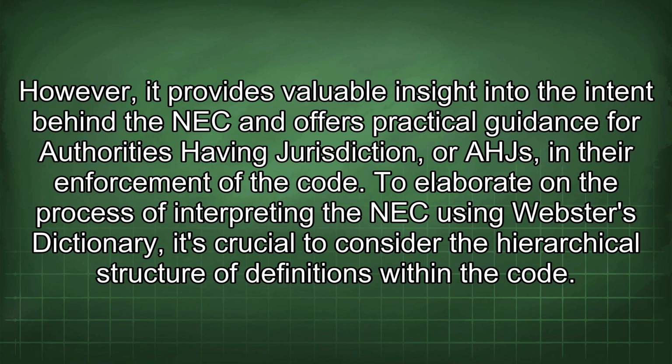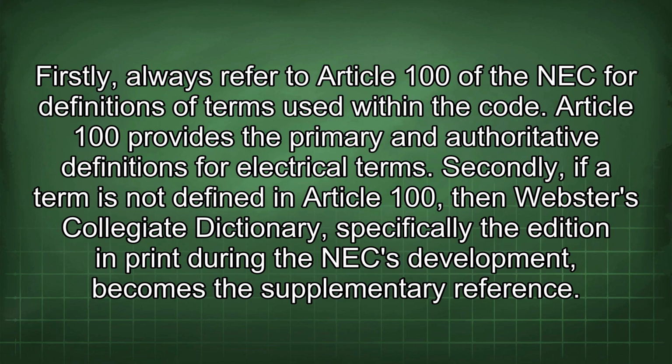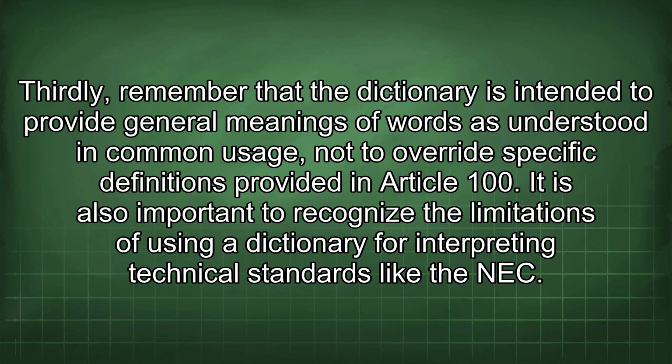To elaborate on the process of interpreting the NEC using Webster's dictionary, it's crucial to consider the hierarchical structure of definitions within the code. Firstly, always refer to Article 100 of the NEC for definitions of terms used within the code. Article 100 provides the primary and authoritative definitions for electrical terms. Secondly, if a term is not defined in Article 100, then Webster's Collegiate Dictionary, specifically the edition in print during the NEC development, becomes a supplementary reference. Thirdly, remember that the dictionary is intended to provide general meanings of words as understood in common usage, not to override specific definitions provided in Article 100.